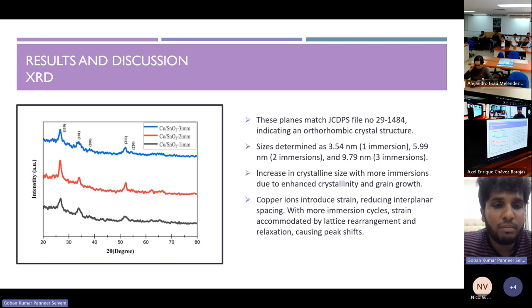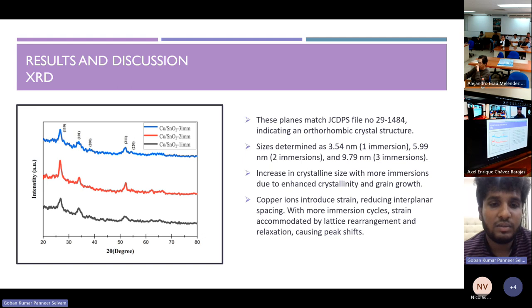Using these three important peaks and the Debye-Scherrer equation, we calculated the crystallite size, where one immersion has 3.54 nanometers, two immersions have 5.99 nanometers, and three immersions have 9.7 nanometers. These match JCPDS number 29-1484, indicating an orthorhombic crystalline structure which matches perfectly.